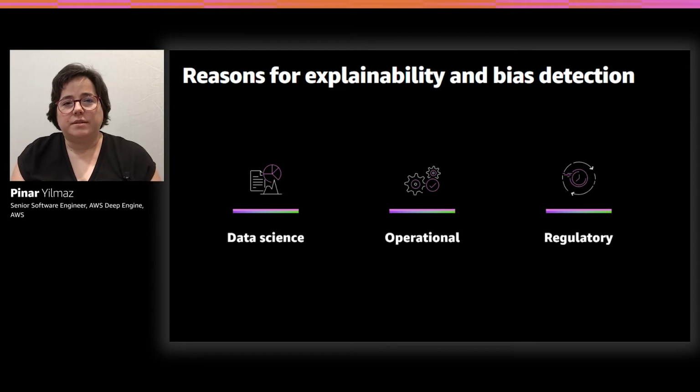The third phase is regulatory purposes. Today, the world's governments are coming up with new laws and regulations around algorithm behavior and the right to explanations by citizens. Understanding why the machine learning model made a particular prediction, and also whether the model was influenced by potential bias, will help you comply with local laws and regulations.